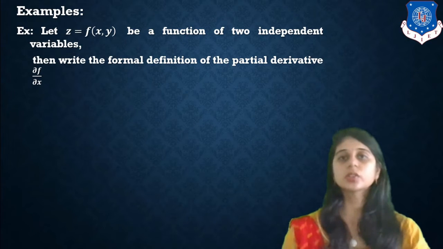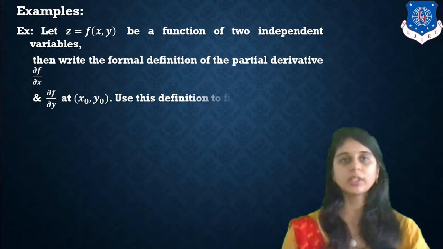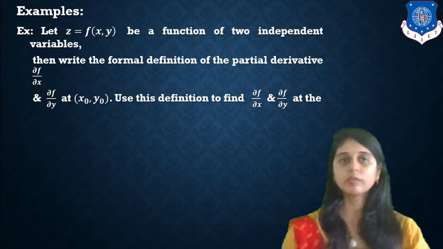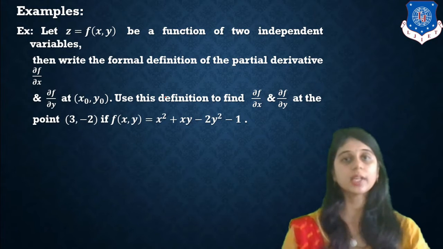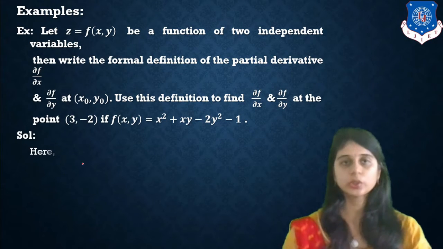Example: let z equal to f of x, y be a function of two independent variables. Write the formal definition of the partial derivatives del f by del x and del f by del y at x0, y0. Use the definition to find del f by del x and del f by del y at the point (3, minus 2) if the function is x square plus xy minus 2y square minus 1. This is our example.